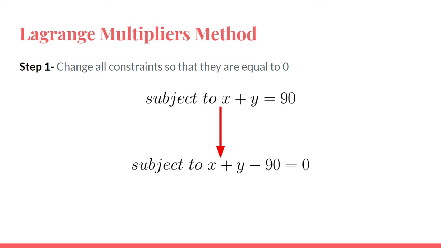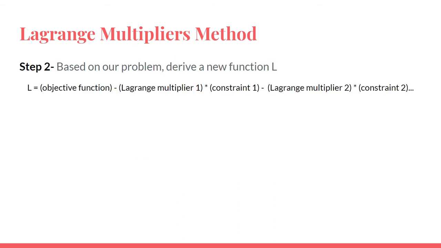So, on step 1, as mentioned, we will change all constraints so that they're equal to 0. This is done by passing the 90 from the right-hand side to the left-hand side, and leads us to a new constraint that says that x plus y minus 90 is equal to 0.